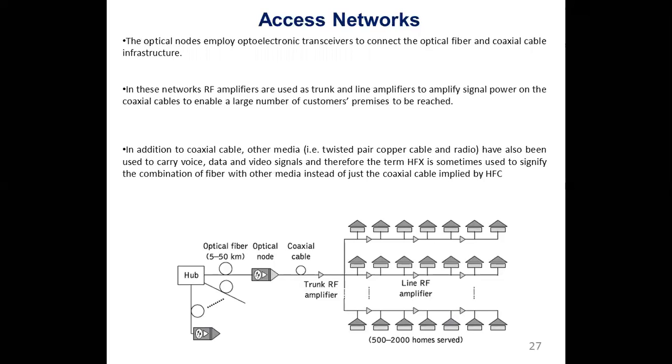In these networks, amplifiers are used as trunk and line amplifiers to amplify signal power on the cables to enable a large number of customers to be reached. In addition to coaxial cable, you can also use other media like twisted pair cable or radio to carry voice, data and video signals. Therefore, the term HFX is sometimes also used, which signifies fiber with some other medium. If it is HFC, you have fiber with coaxial cable. If it is HFX, you have fiber with some other medium like radio or twisted pair cable.